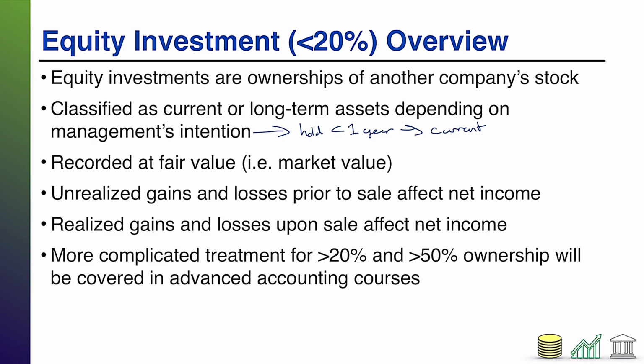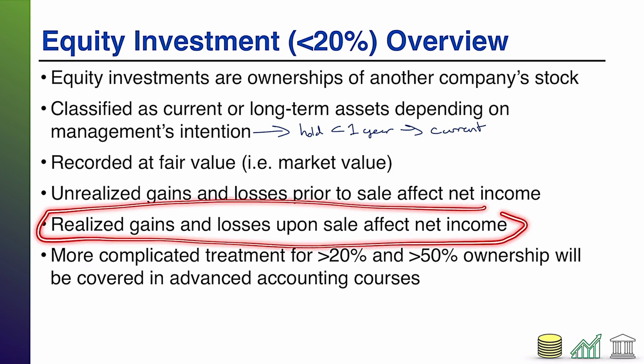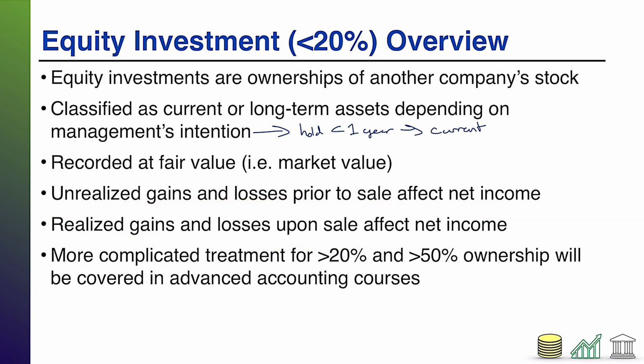So it's going to go on the income statement. It's going to affect net income. But we are going to clarify for investors, this is an unrealized gain or loss. So they're gonna see that. Once you do sell, any gains or losses then become realized gains or losses, and they also affect net income. So basically, if you have an equity investment, any change in value hits net income, like it or not.